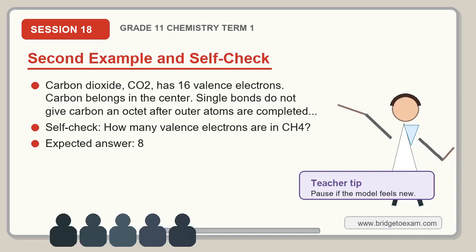Now answer this self-check. How many valence electrons are in CH4? A strong answer should include 8. Hint: carbon has 4, and 4 hydrogens contribute 4 more.